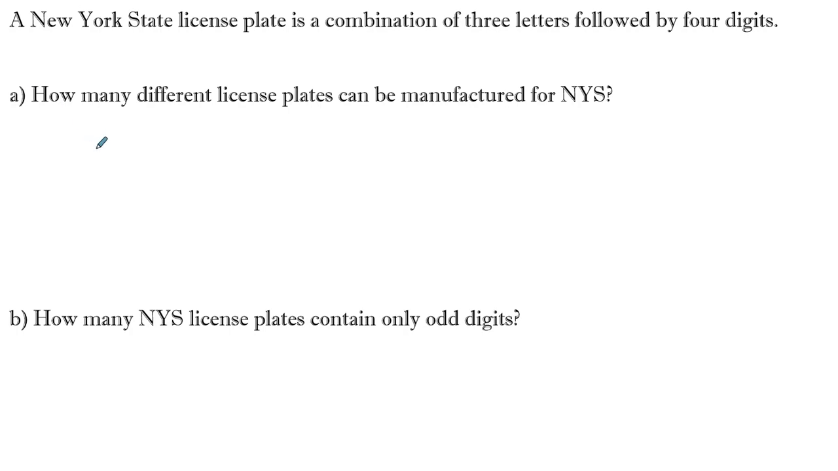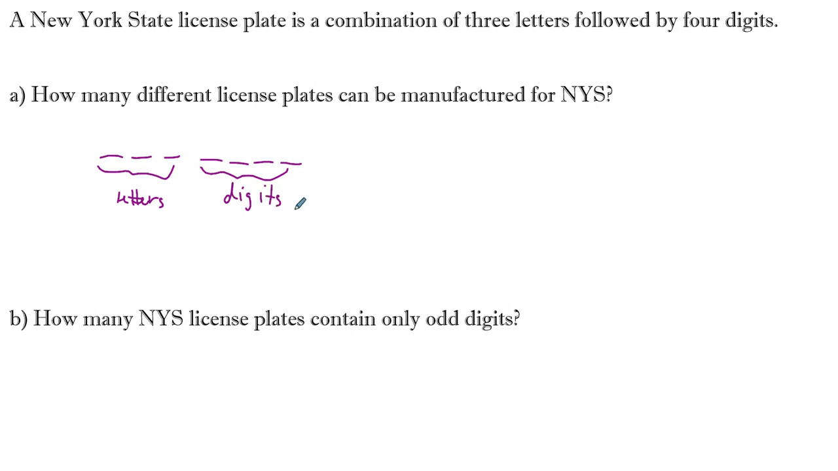A New York State license plate is a combination of 3 letters followed by 4 digits. How many different license plates can be manufactured for New York State? To do something like this, I would recommend you start by drawing out what this would look like. Give yourself an open sketch. So we said that the first 3 pieces of that license plate are letters, followed by 4 digits.